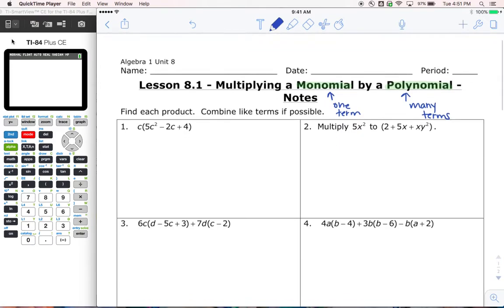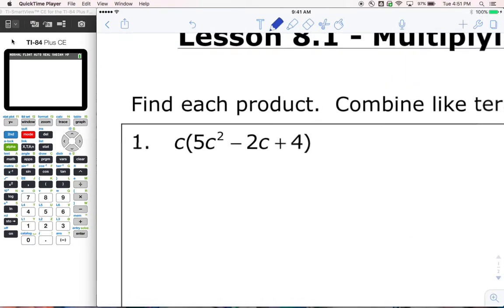So let's go ahead and take a look at our examples here. Problem number 1, find each product. Product does tell us that we're multiplying, but also can you see that we're going to have to distribute here? And that's another way we should know that this is multiplication happening.